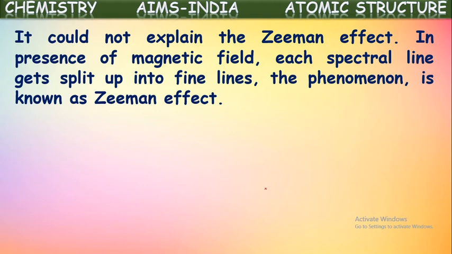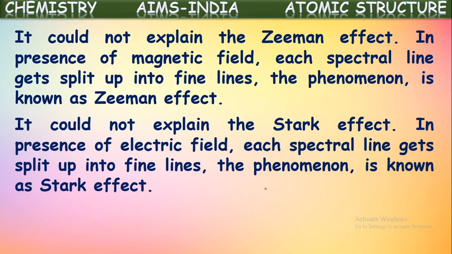What is the Zeeman effect here? That's a splitting of spectral lines in the presence of a magnetic field. So the Zeeman effect was not explained by Bohr's theory. One more, in a similar way, when these spectral lines are influenced by an electric field, then also they split into different fine lines. That is called the Stark effect.